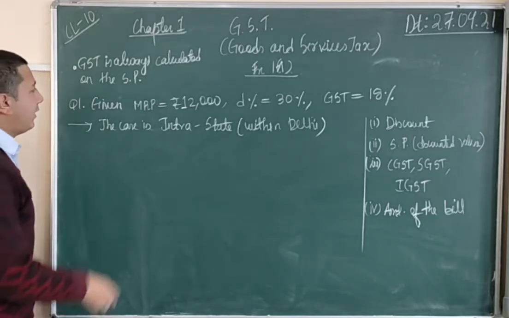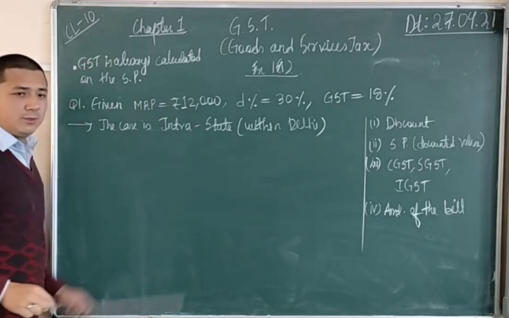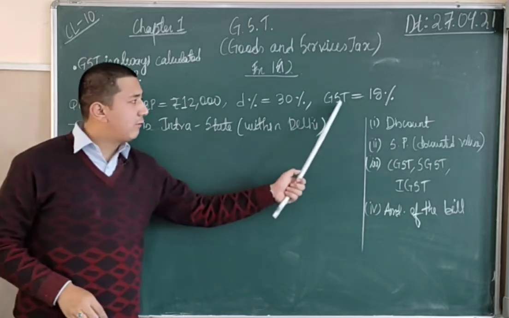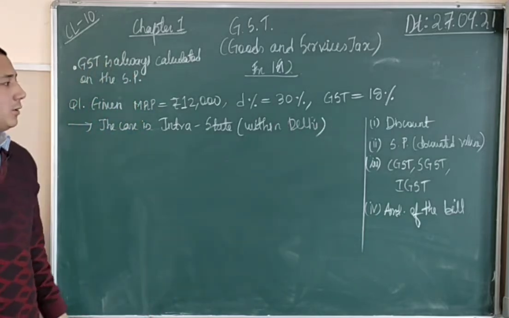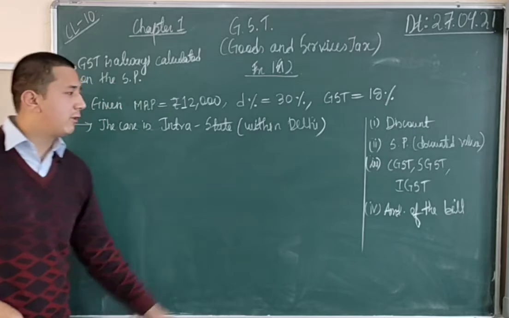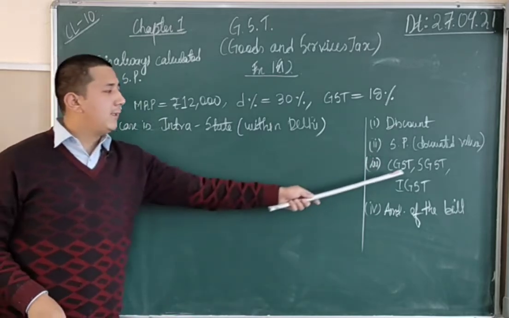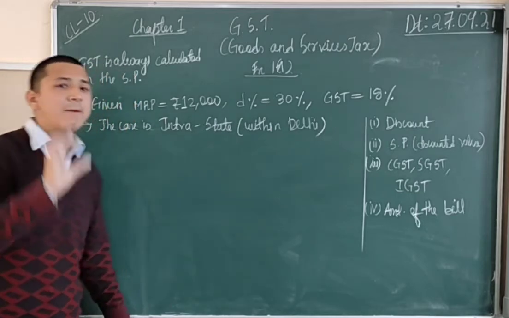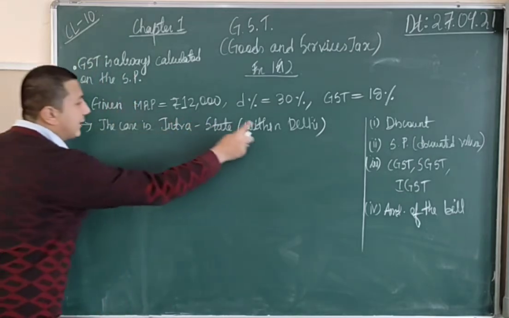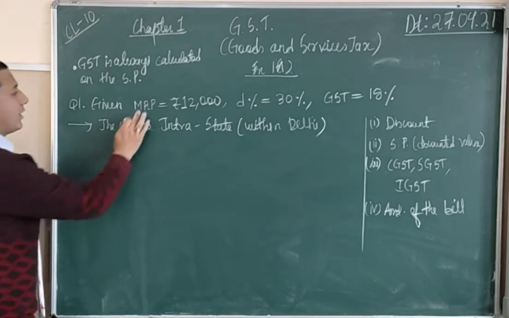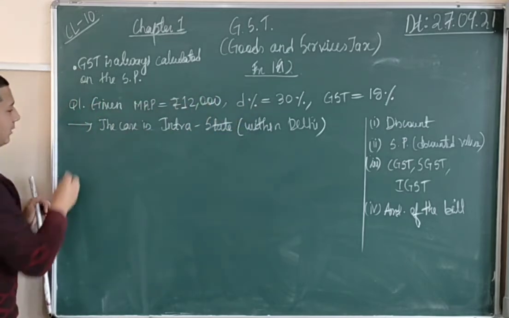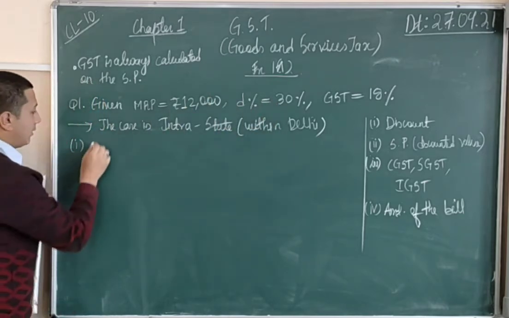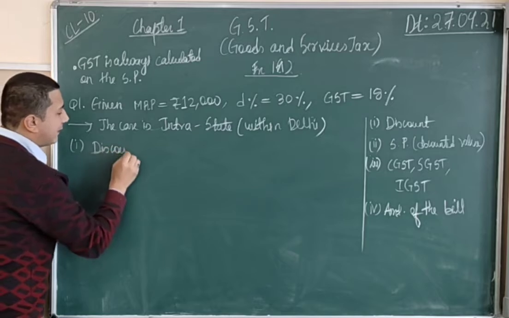Now, few things. The question says the MRP is 12,000, discount given is 30% on this MRP, and the rate of GST is 18%. The question asks you to find the discount, the selling price, CGST and SGST, and the final amount of the bill. Okay, step by step we are going to do. Since the case is intra, we have verified the case. MRP is this much, discount is given. So number one, discount. How much is the discount? 30% is the discount.